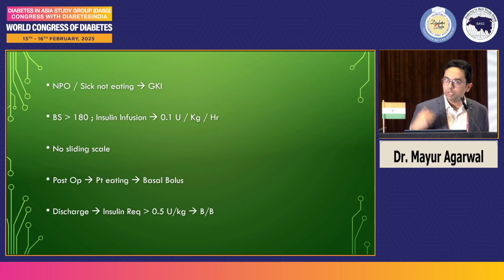If the requirement is beyond 0.5 unit per kg, you need a basal bolus. You should be initiating insulin, and let's say the patient has got a CABG, major surgery. So you should be putting him on insulin for at least 2 to 3 weeks. That is the standard protocol we follow.